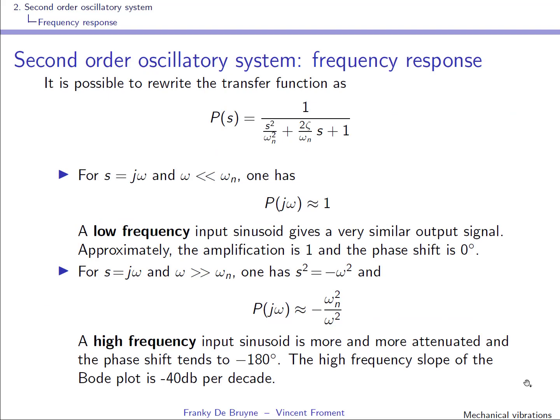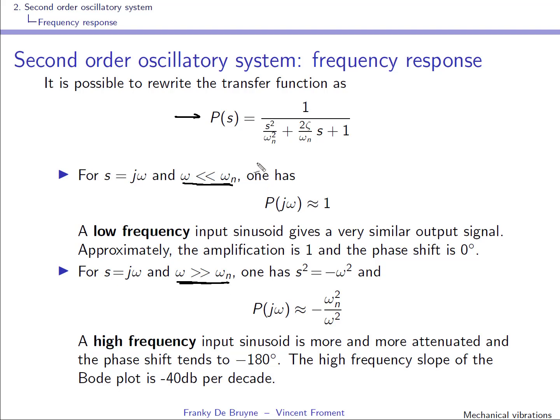Well, we are going to look now at the Bode diagram of a second order oscillatory system. The easiest thing to do is to rewrite the system like this. So we have divided numerator and denominator by omega n squared. And we're going to look at two limiting situations: omega much smaller than omega n and omega much larger than omega n, being the natural frequency.